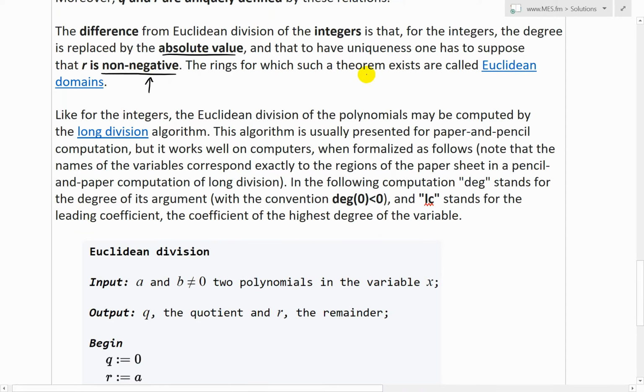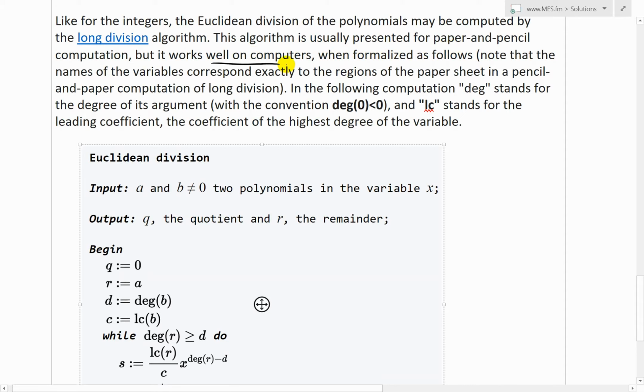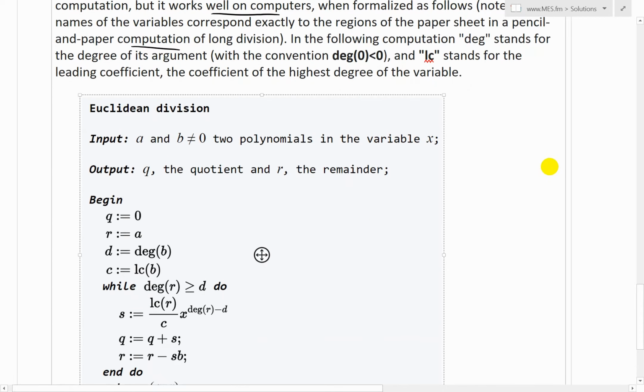The rings for which such a theorem exists are called Euclidean domains, and that's outside the scope. I might go into that later. Like for the integers, the Euclidean division of polynomials may be computed by the long division algorithm, and you can learn more about long division of polynomials and integers in my earlier video. I'll put a link in the description below. This algorithm is usually presented for paper and pencil computation, but it works well on computers. It is formalized as follows: note that the names of the variables correspond exactly to the regions of the paper sheet in a pencil and paper computation of long division. It's pretty much long division.